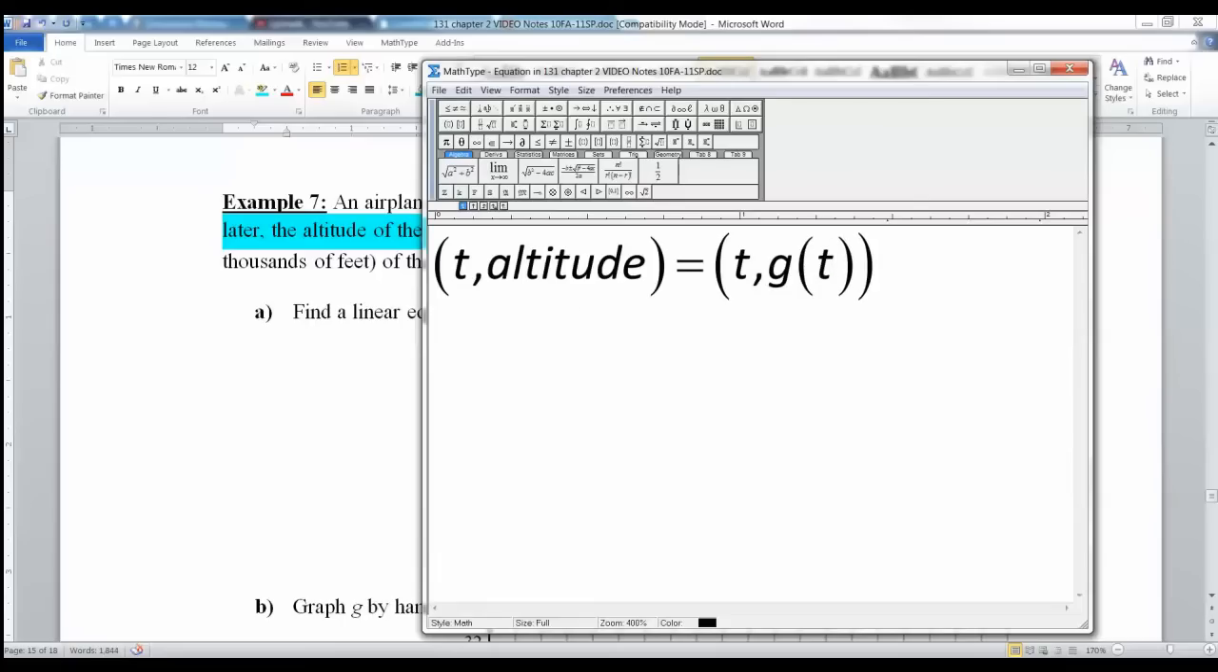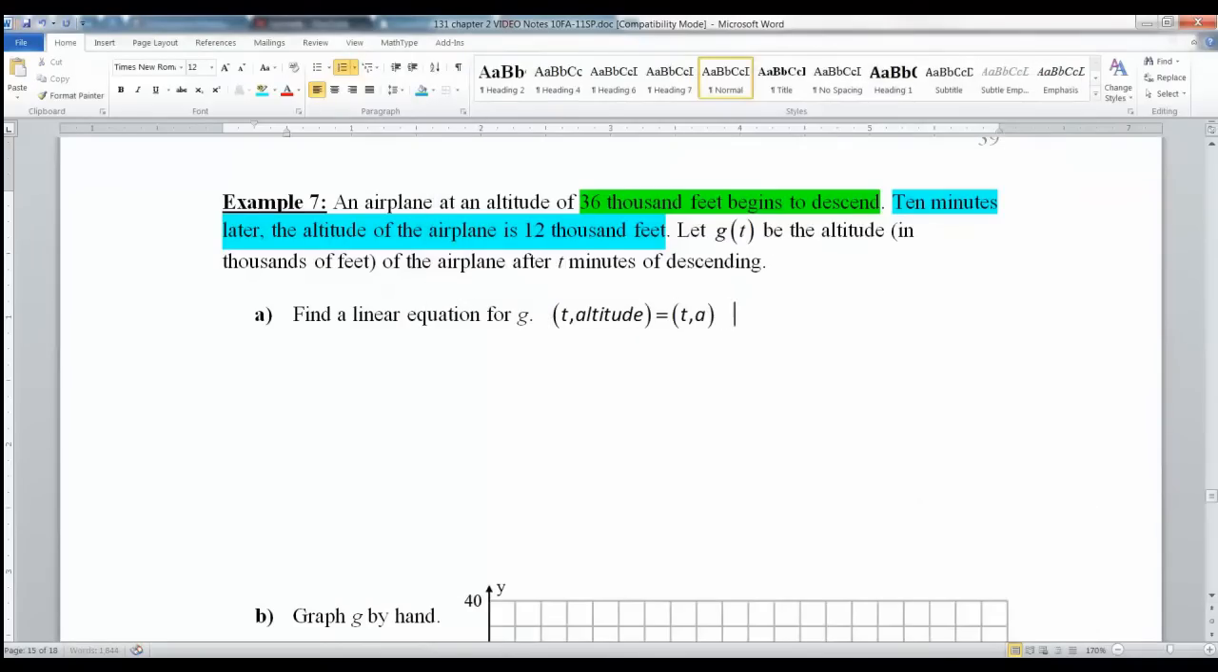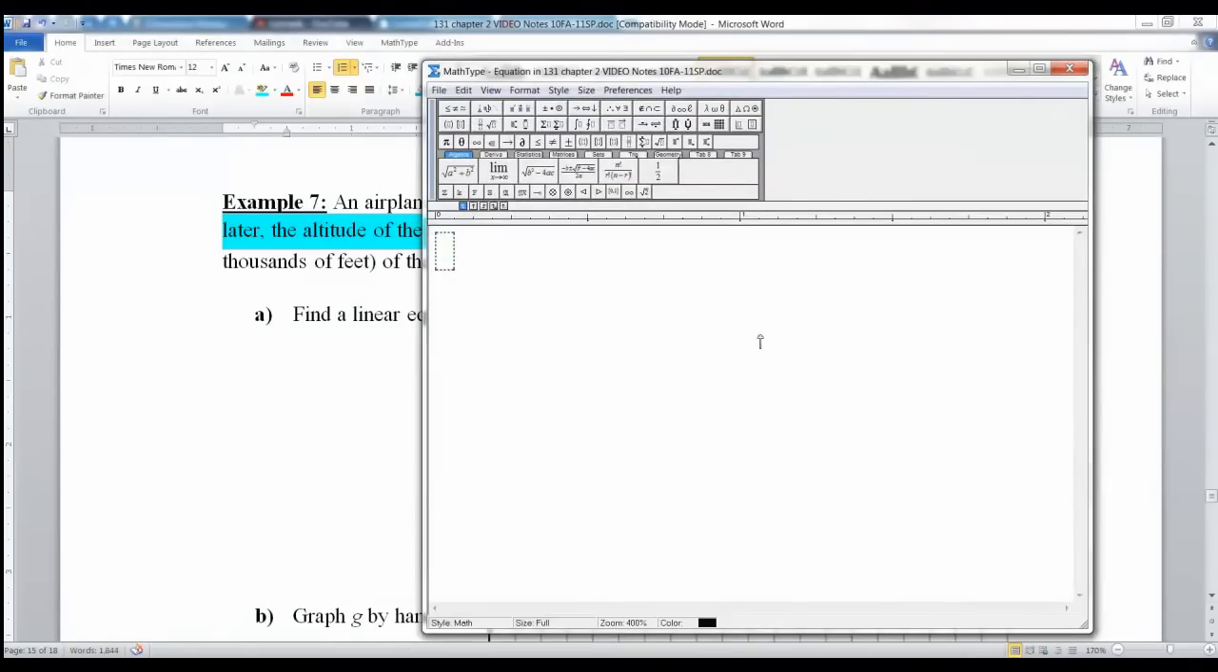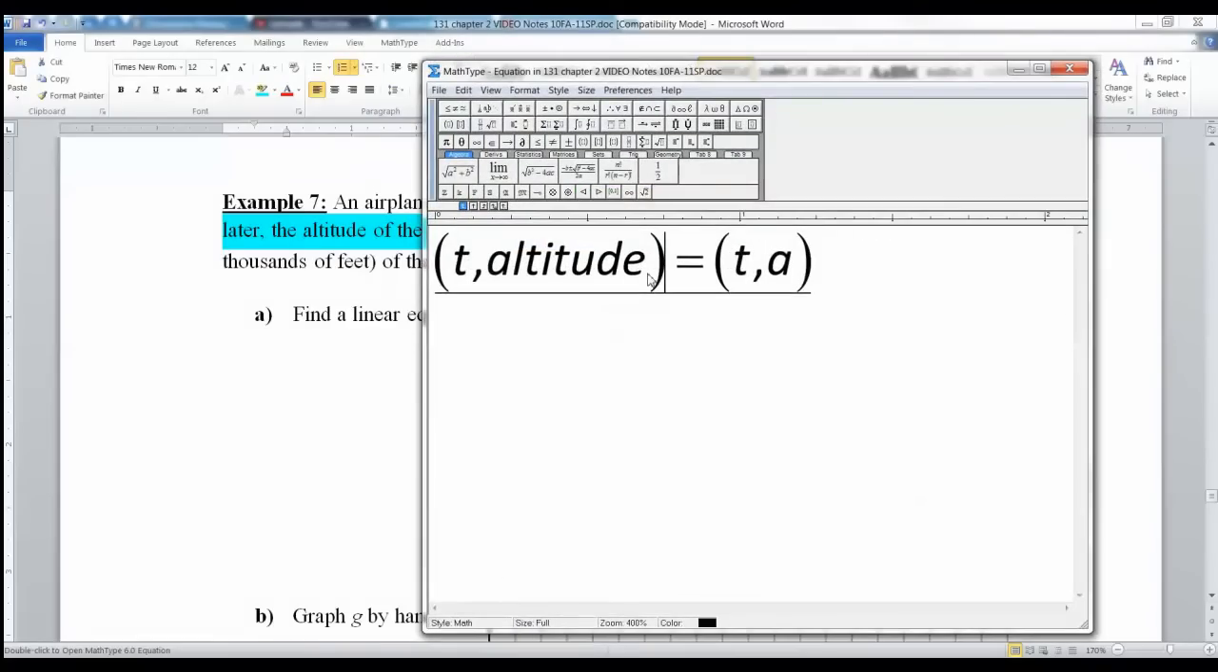Those are your points. All right, so if that's how we're going to roll, A for altitude, they gave us some points. They said, hey, at the beginning, last time I looked, t was 0, right? So at the start, I've got 0, comma, 36,000 feet. Now, why am I leaving it 36? Why aren't I writing 36,000? Well, because they say that it's in thousands of feet right there, right? So altitude in thousands of feet.